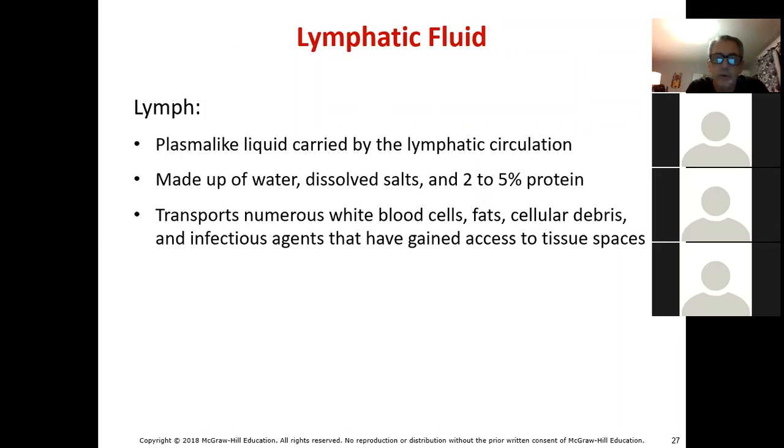The lymph system transports numerous white blood cells. It also transports fat and cellular debris. That occurs at the site of inflammation when the phagocytic cells are breaking down the invading microbes, and also some of the white blood cells die in the process. That is why, in the case of infection, doctors will look for swollen lymph nodes, and that can also happen in the case of cancer.